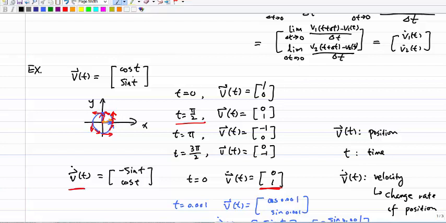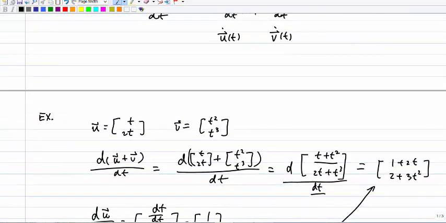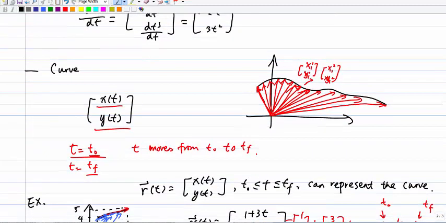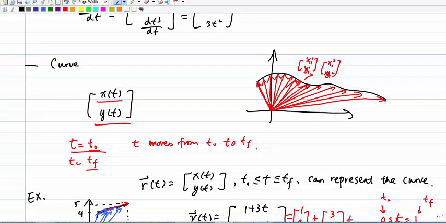And then I give a variable. If the variable moves from some initial value to ending value, it will actually cover every point on the circle. That is called a representation of the curve. So what I mean by that is, you represent a curve using a vector function.